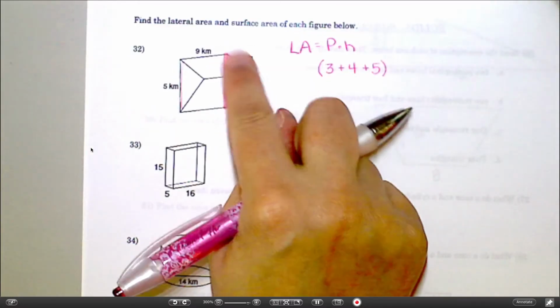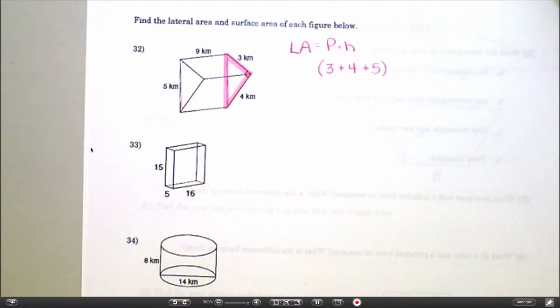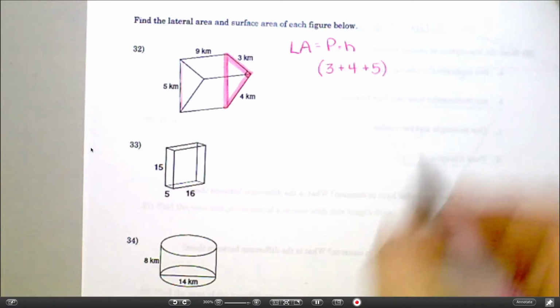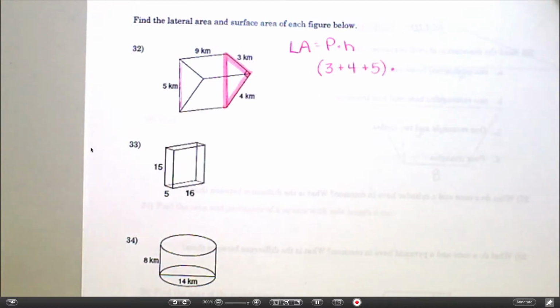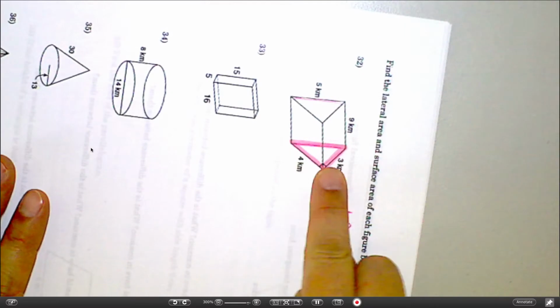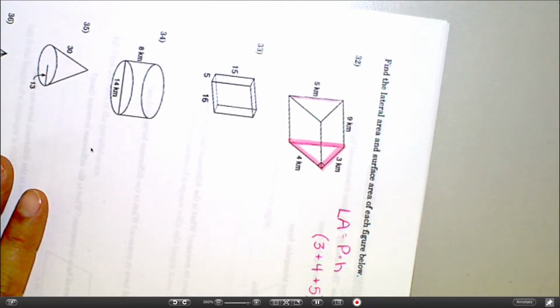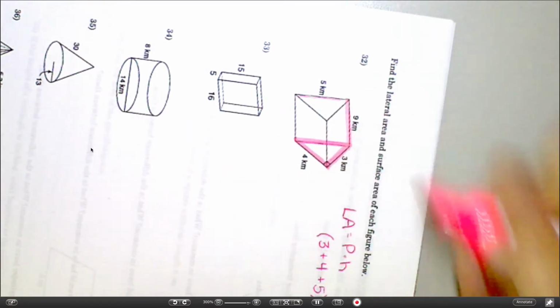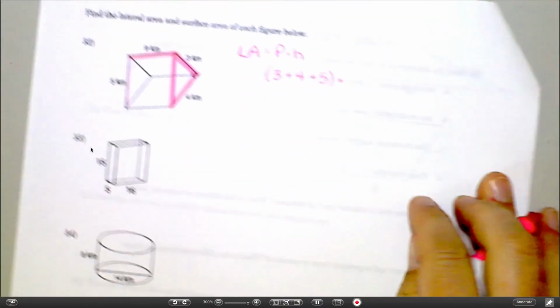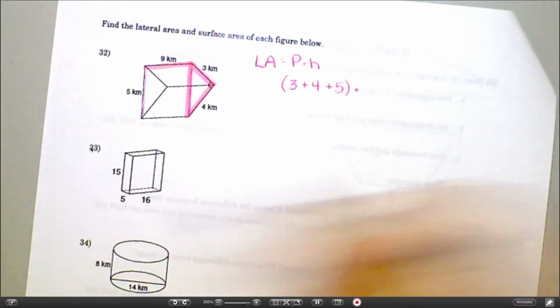If that highlighted triangle is my base, what number would we call the height? If you were to picture this turned sideways so that the base was on the bottom, which number would be the height? Ian? The 9 would be the height. Yep. This is your height here. So perimeter of the base times the height, which is 9.